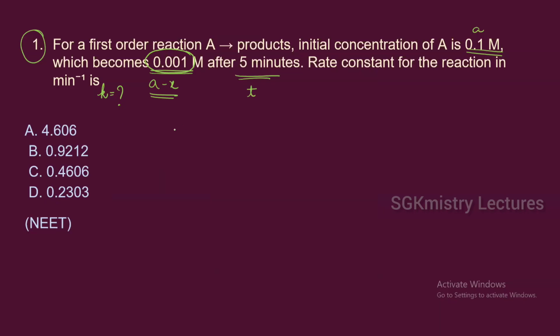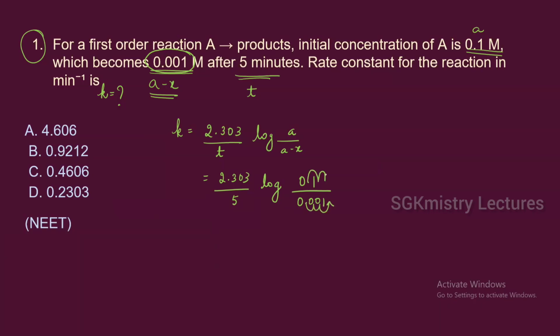So we know that for a first order reaction, K is equal to 2.303 by T log A by A minus X. Now we have 2.303 by time is 5, log of A is 0.1, A minus X is 0.001. Now I can shift the points here 1, 2, 3. So here also I have to shift 3 points. So it becomes log of 100. So we have 2.303 divided by 5. Log of 100 is nothing but 2. So we have 2.303 into 2 divided by 5.